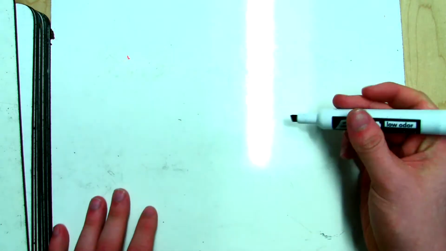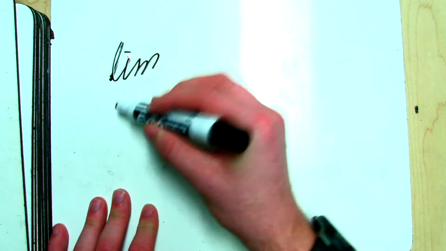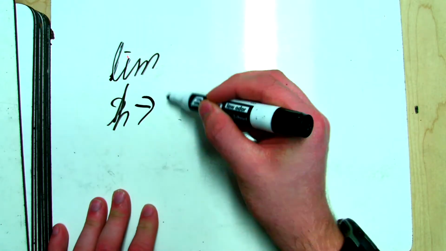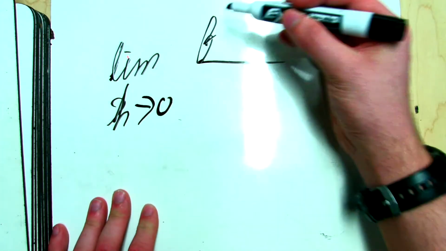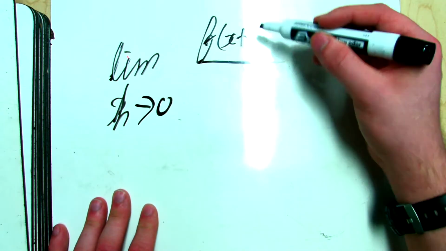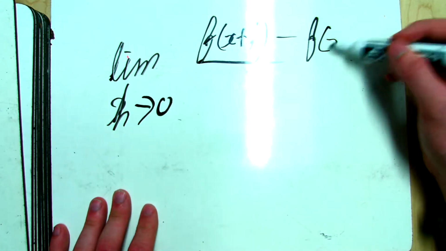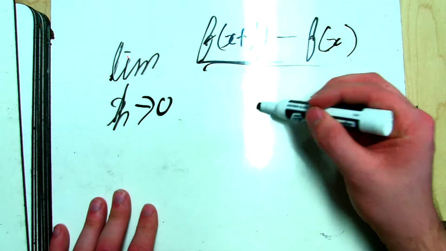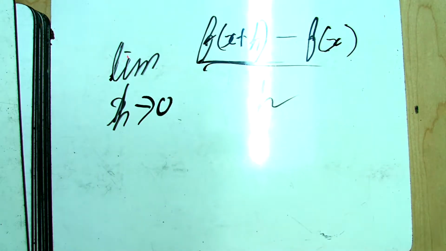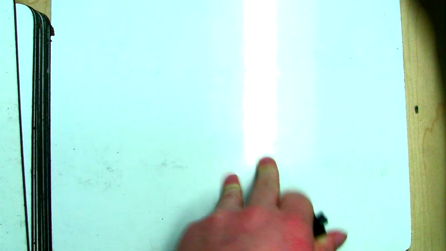And the formula representing this is this: the limit as h approaches 0 of the function of x plus h minus the function of x, all over h, and that's our basic definition. So first of all, I'm going to talk about how to solve for the derivative of an exponent of e.